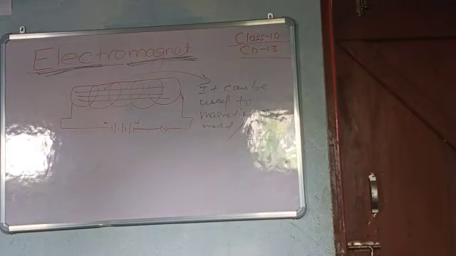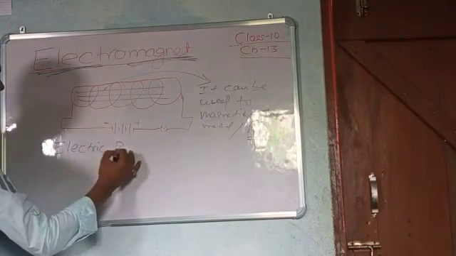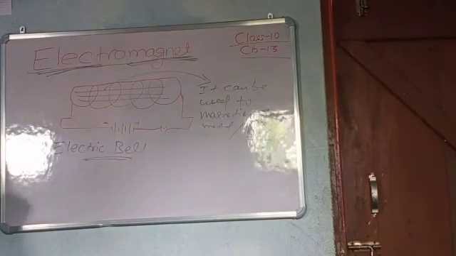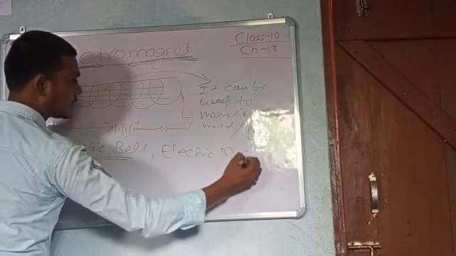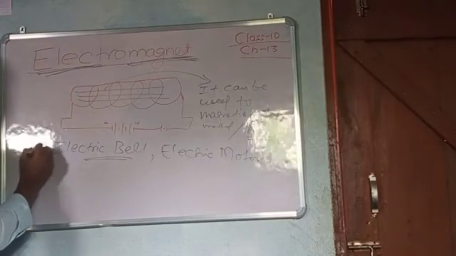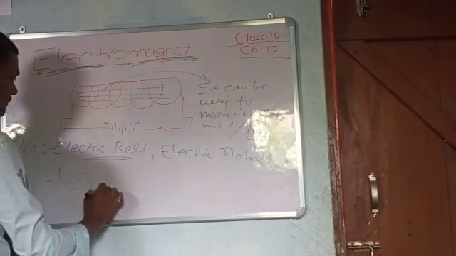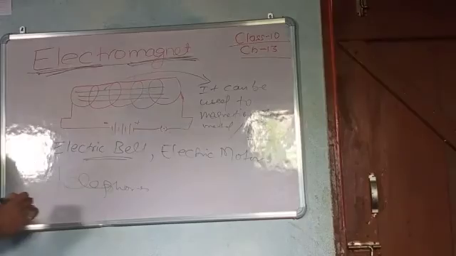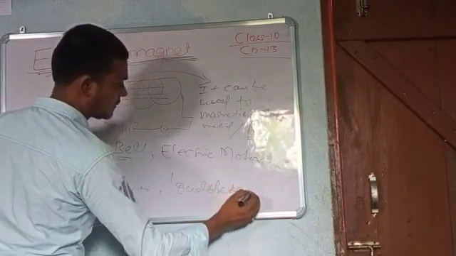An electromagnet is used in an electric bell, electric motor, telephones, loudspeakers, etc.